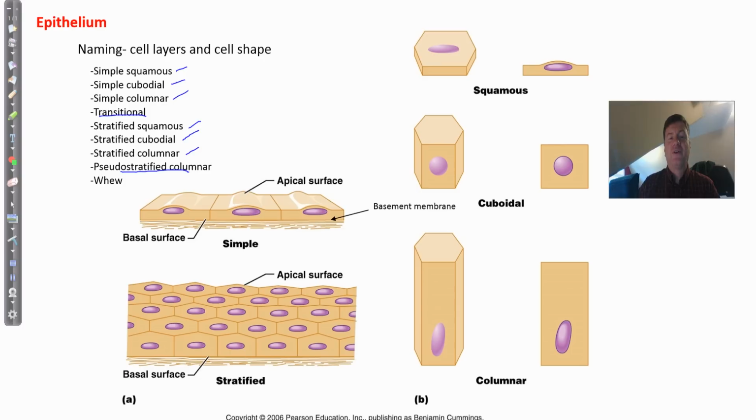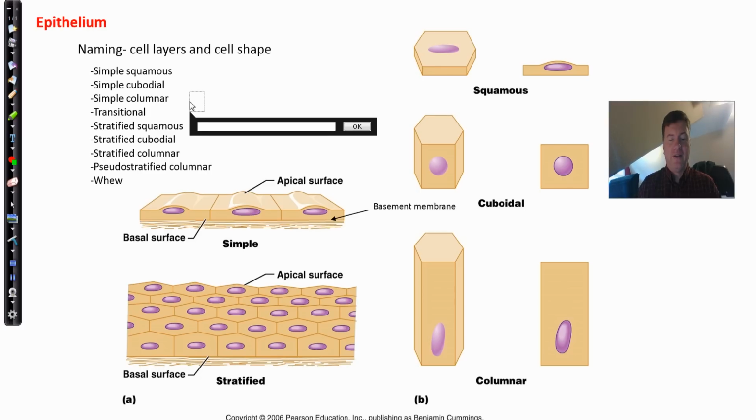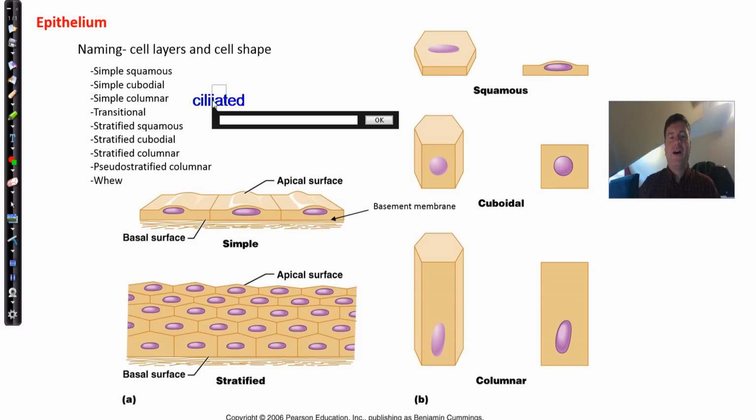The final consideration you'll see sometimes is whether or not the epithelial layer is ciliated, whether or not it has any cilia. That's too many eyes, sorry. I can't get rid of it. Okay. C-I-L-I-A-T-E-D. Ciliated means it actually has hairs on its apical surface. So that's a consideration too.